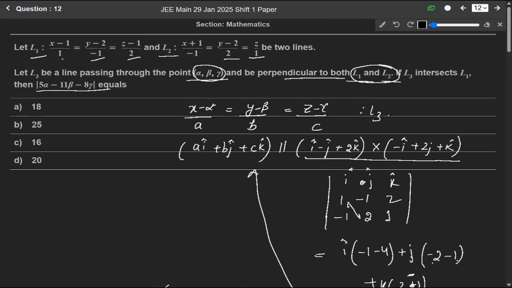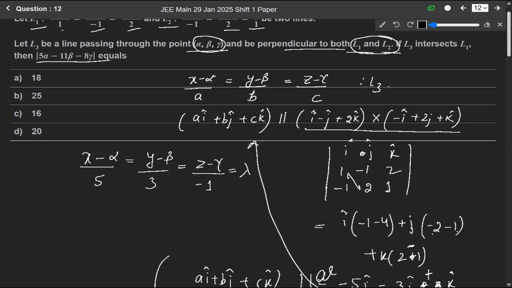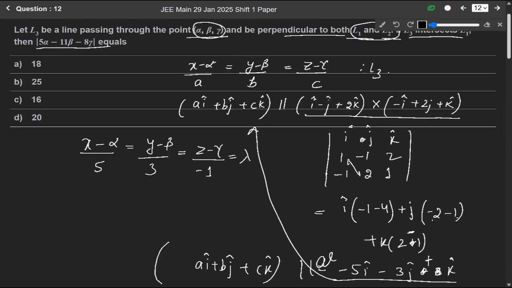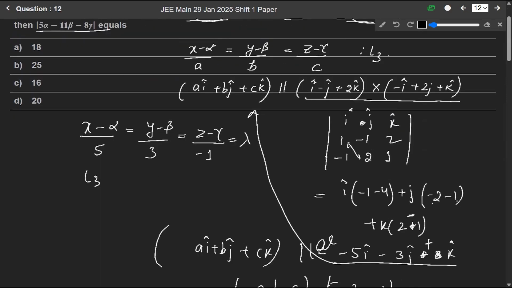Now we can write the equation as x minus alpha over 5 equals y minus beta over 3, equals z minus gamma over minus 1, and let this be equal to lambda. Now the point of intersection, it is saying that L3 intersects L1. So when L3 intersects L1, alpha will be equal to p plus 1 minus of 5 lambda.